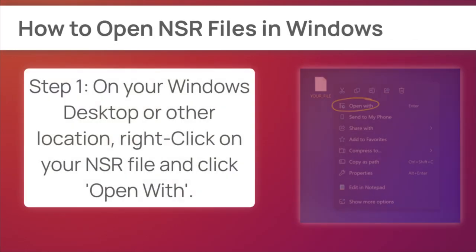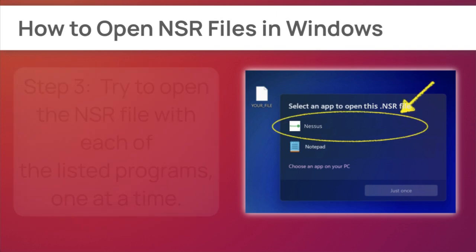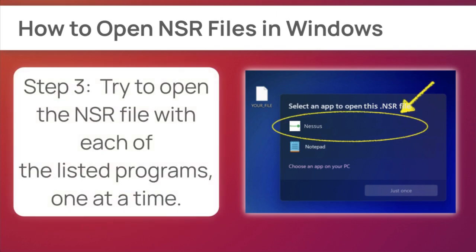Open the context menu on the NSR file and choose Open With. Your priority is testing Nessus. If it fails or is absent, select another program and test until you get access.